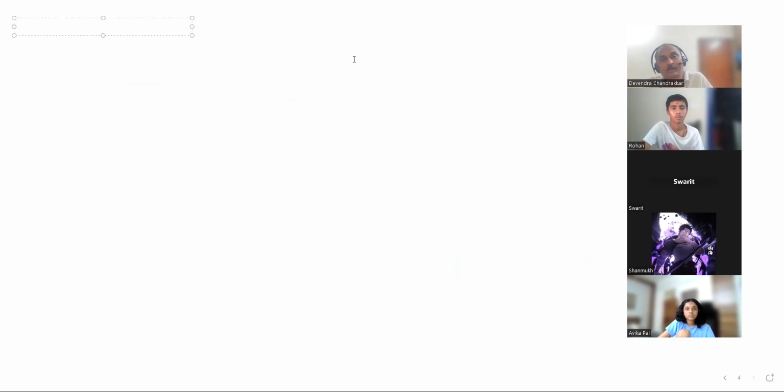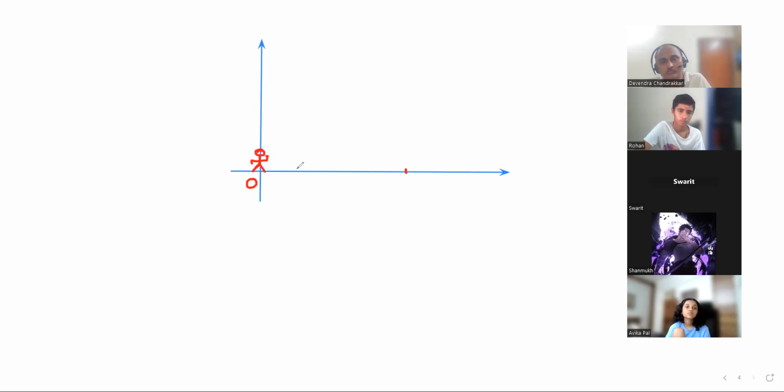If we have a vector like this, pay attention all of you. This is the XY plane only. We are learning only two-dimensional vectors today. So we have this man who is moving from the origin to, say, this is 1, 2, and 3. So 3 meters at point A.